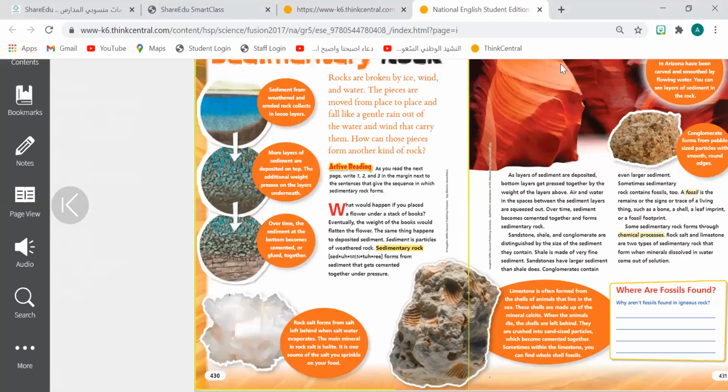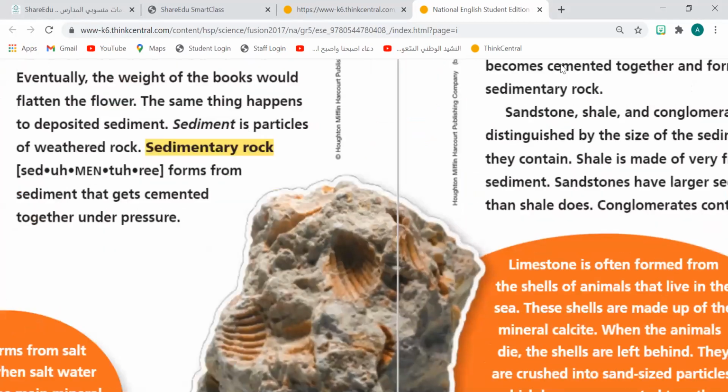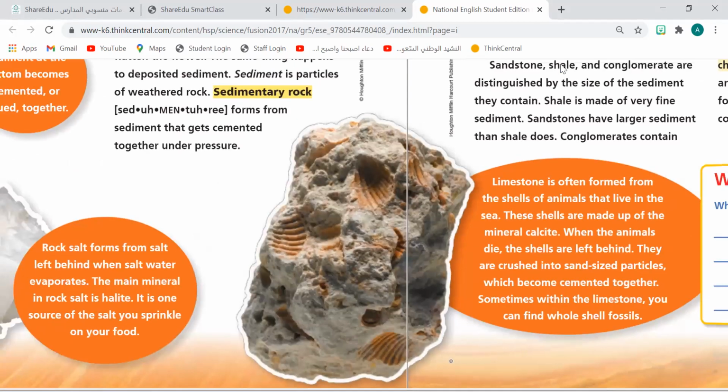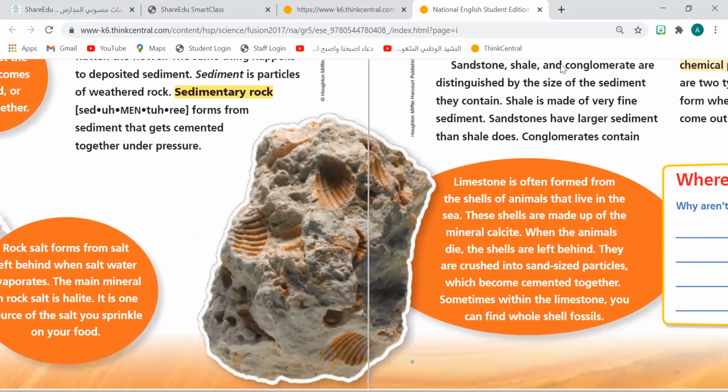Over here, this one is a limestone. Can you see the limestone? Anyone, can you see the limestone? Yeah. Okay. This limestone, how did it form? It went through a chemical process. Some minerals dissolved in water and a solution comes out of it. Then it makes this shape.